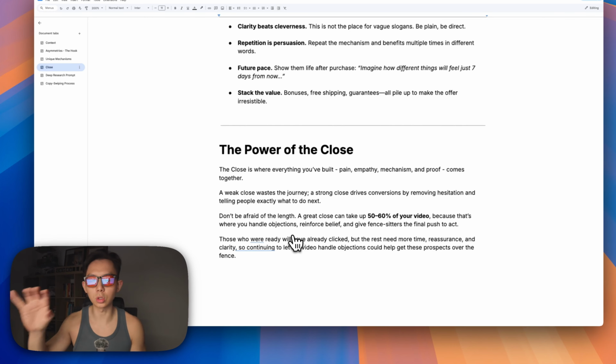So think about the consumer journey. When you're watching the video and the product is revealed, the people that are sufficiently convinced, they will click on to the next page. But the rest need a bit more time. Maybe they need more reassurance, they need more clarity, they need to get certain objections out of the way. So you want to take that opportunity, if they're still watching the video, to handle those objections to get them over the fence.